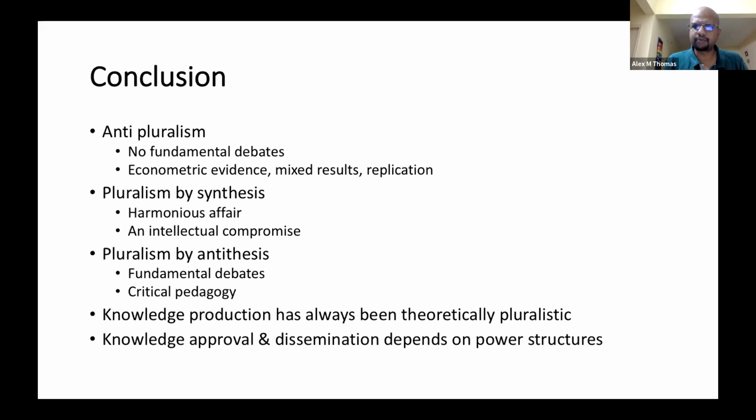So my claim here is that theoretical pluralism has always existed, but the way in which universities and other people who are in power have tried to approve of certain kinds of knowledge and exclude certain kinds of knowledge, and how it's been disseminated, depends on the power structures. And I think that if we can have a conversation around why certain ideas and thinkers have been excluded, that would be really wonderful.